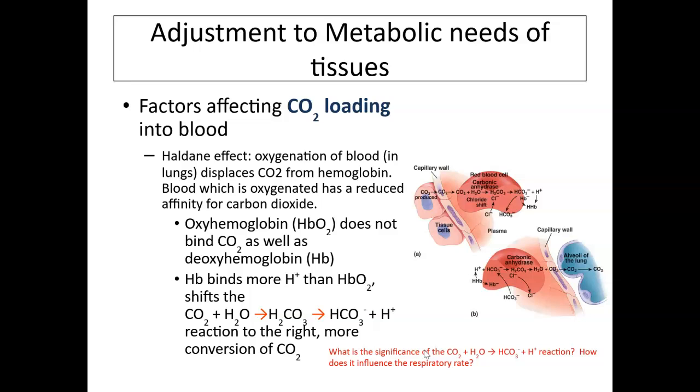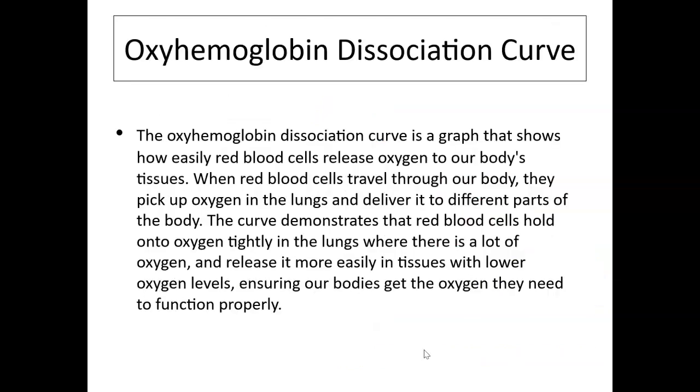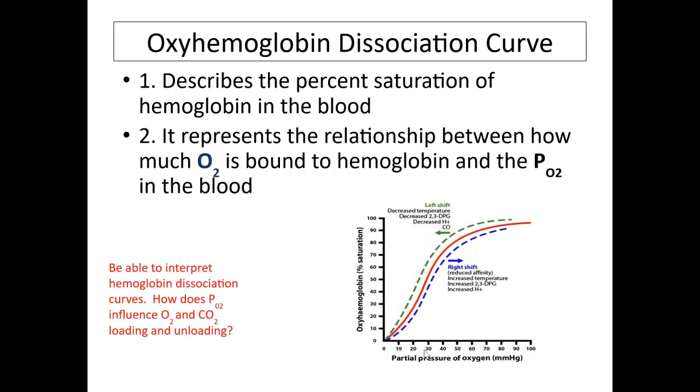As a result, in the lungs, where oxygen levels are high, hemoglobin binds more strongly to oxygen, causing a decrease in the amount of carbon dioxide that can be carried. Conversely, in the tissues where oxygen levels are lower, hemoglobin releases oxygen and becomes more capable of carrying carbon dioxide. So we can use a graph to illustrate the concepts just discussed. The graph is called the oxyhemoglobin dissociation curve.